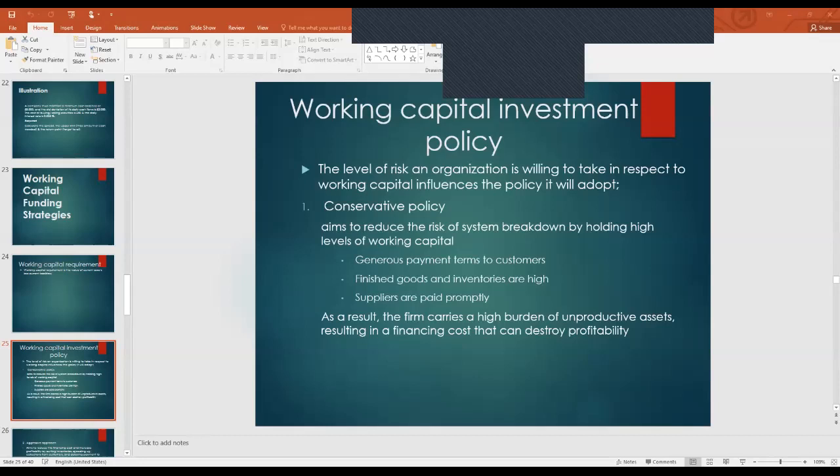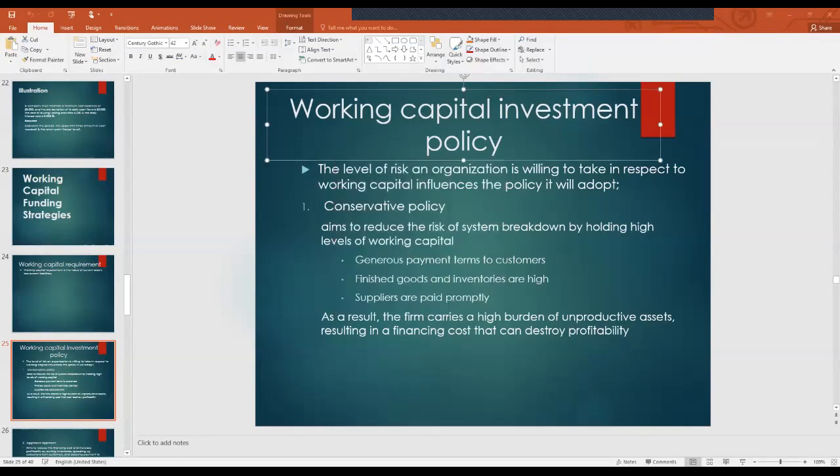Okay, that's the case of the conservative working capital policy. Then you have the case of the aggressive working capital policy.